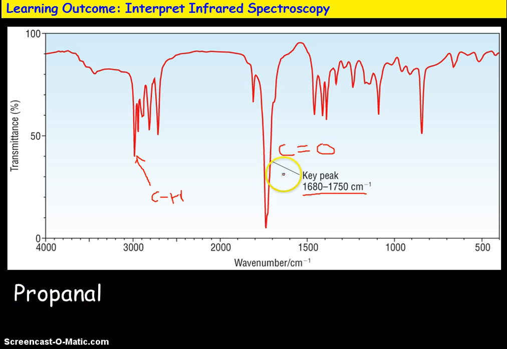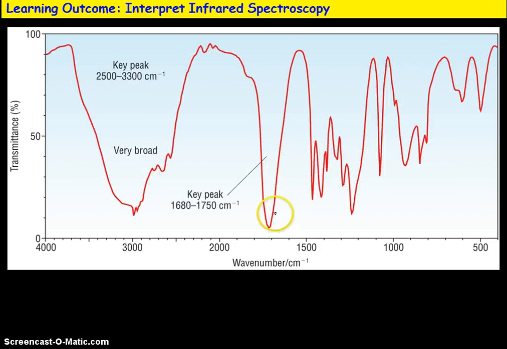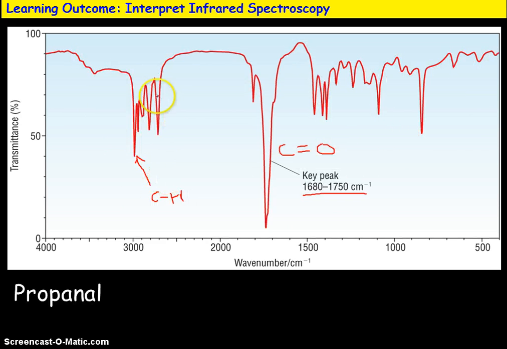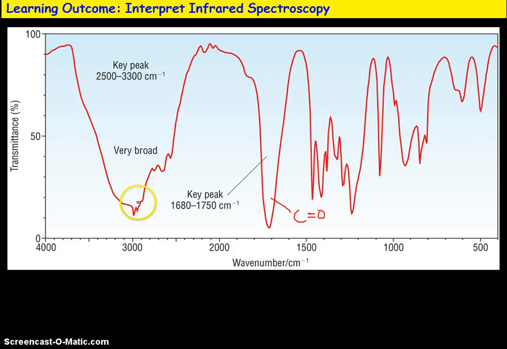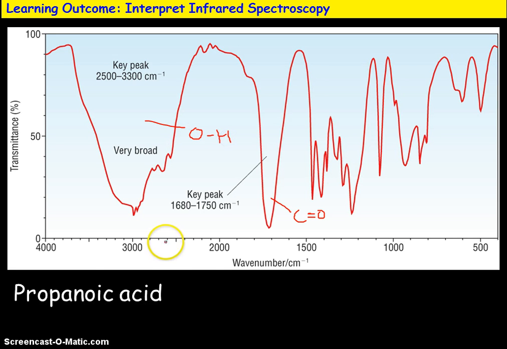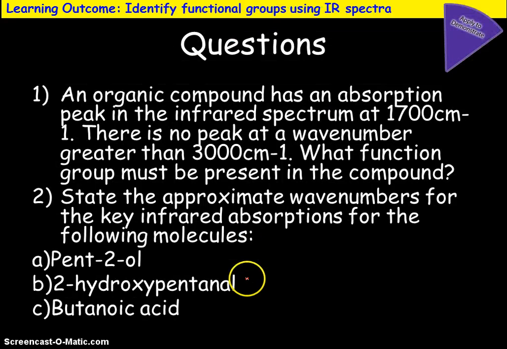Now let's compare this to the carboxylic acid, propanoic acid. We would still expect to see this C double bond O, which we do in the same region here. We get the same C double bond O. And you can see how there is now a much broader peak over this region from 2500 to 2300, and that corresponds to our carboxylic acid. So you can see there is the CH vibration there as well, but this is definitive proof that we have a carboxylic acid, and so this is propanoic acid.